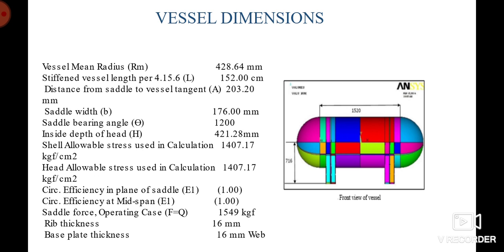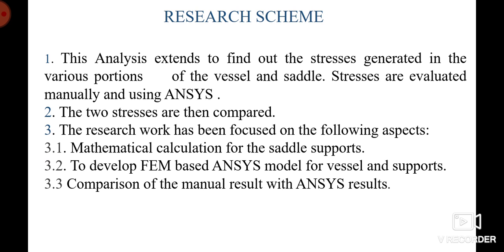So these are some of the dimensions which have been shown in this slide, and you can see here from the side figure that twin saddle support has been shown, and horizontal pressure vessel has also been shown. This model has been designed on ANSYS software. ANSYS software mesh analysis design has been shown here, and main dimensions. So we do not need to go in deep detail of this dimension, because this is simply for the presentation point of view. So next slide comes research scheme.